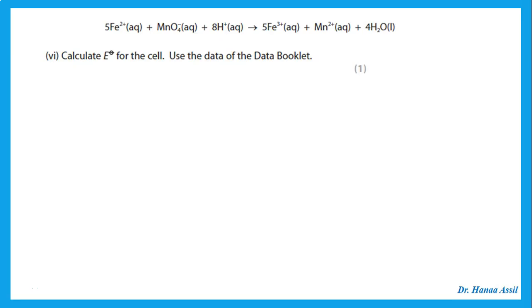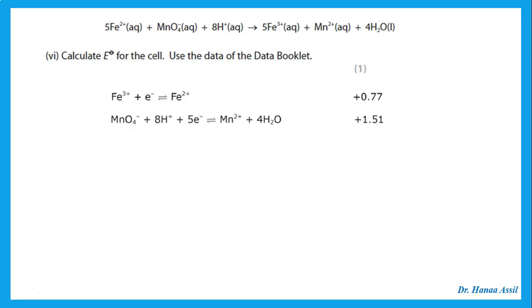that we were talking about. Use data in the data booklet. If you look at your data booklet, you will find this information. Iron 3 plus to iron 2 plus has an E cell, or reduction potential, of 0.77. The manganate ions have a reduction potential of plus 1.51. So these are from the data booklet.